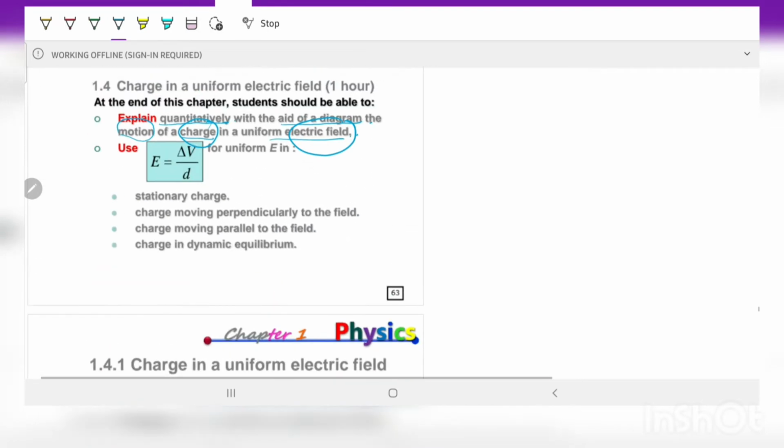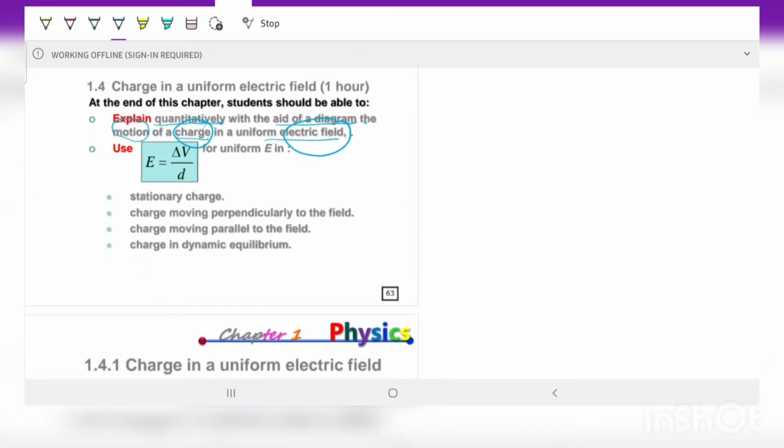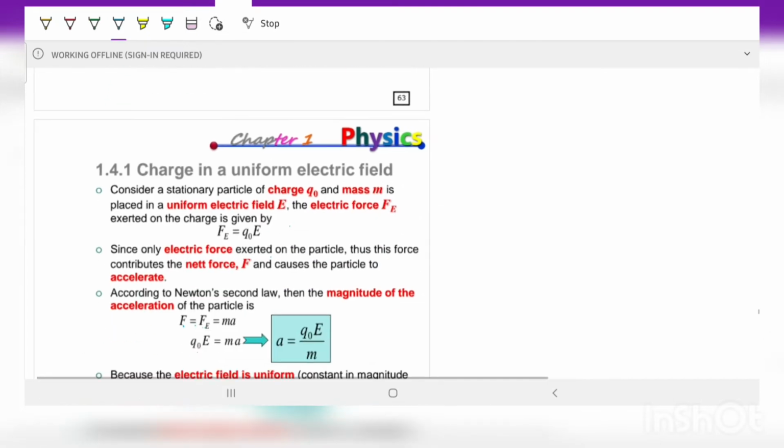Okay, we're gonna explain bottom here. Next, use equation V equals to delta V over D for uniform E in stationary charge, charge moving perpendicular to the field, and charge moving parallel to the field, and charge in equilibrium, dynamic equilibrium. Okay, next.